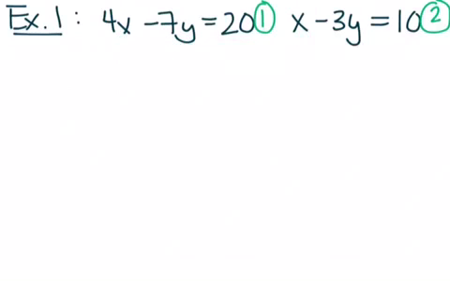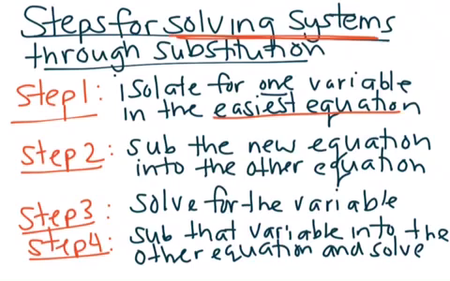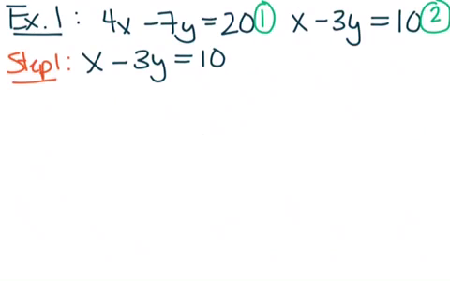We're always looking for shortcuts. If there's a way to do it faster, we're going to do it. So what I'm going to do is step number 1. I'll write a little step 1 note for the first time as we're doing it. So I'm going to rewrite equation number 2, x minus 3y equals 10. And remember, step 1 says isolate for one variable in the easiest equation. So we know that the variable that we want to isolate for is x.